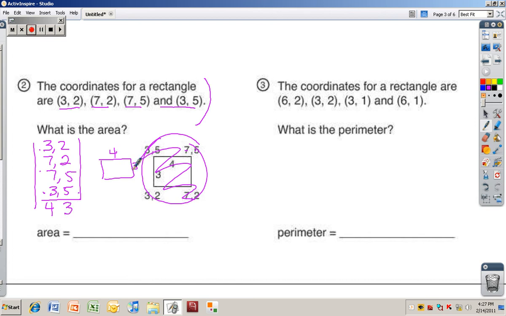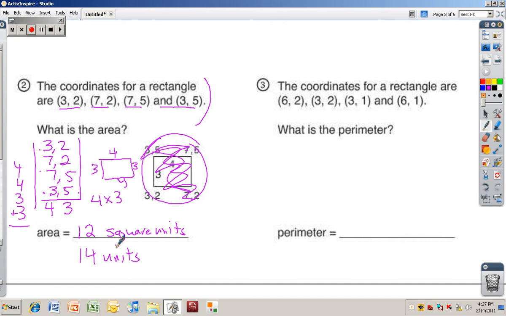It's the easiest way to do this that I've found over the years with kids, so do it that way instead of drawing this picture like this. Now that you know that this rectangle is 4 by 3, the area is easy to find. 4 times 3 is equal to 12. 12 square units. Now what about the perimeter? That would be 4, 3, 4, and 3. So you add all those up, and you get 14. 14 units.